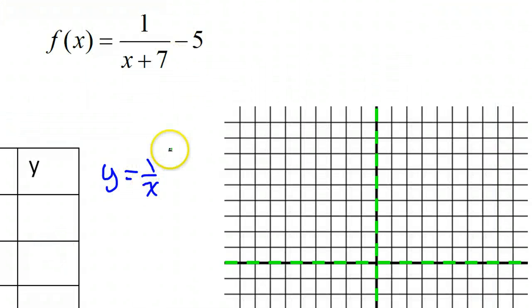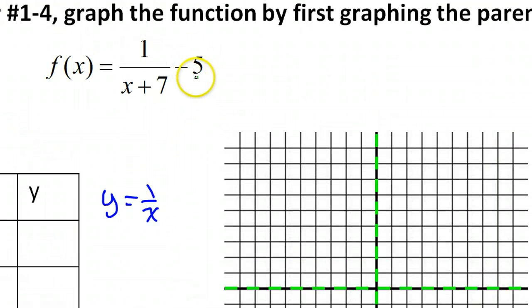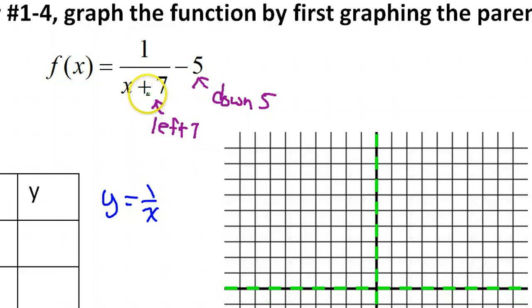Now, when you take the parent function and you subtract 5 on the end, like this, it moves the function down 5. And when you add 7 on the inside of the function, this is a left-right motion, but specifically this is left 7, which is probably the opposite of the way you were thinking. So compared to the parent function, this function is left 7 and down 5.